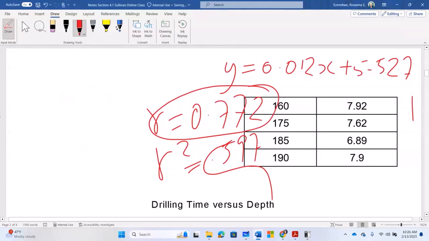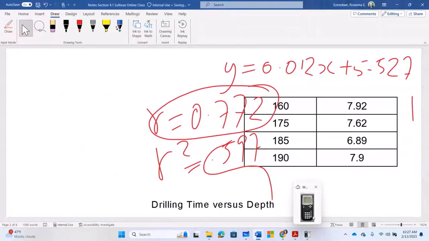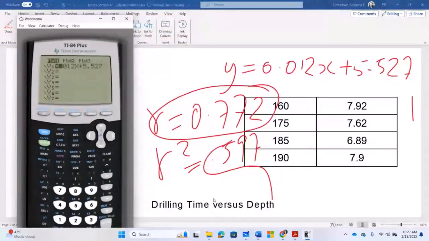So I am going to draw that equation in my scatter plot. This is my scatter plot. I can now do second quit right here. If I do zoom 9 again, the line of best fit will draw on the scatter plot because I instructed my calculator to keep the line of best fit in Y1.